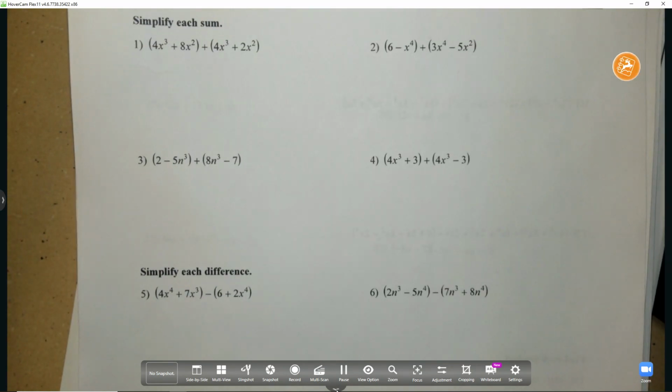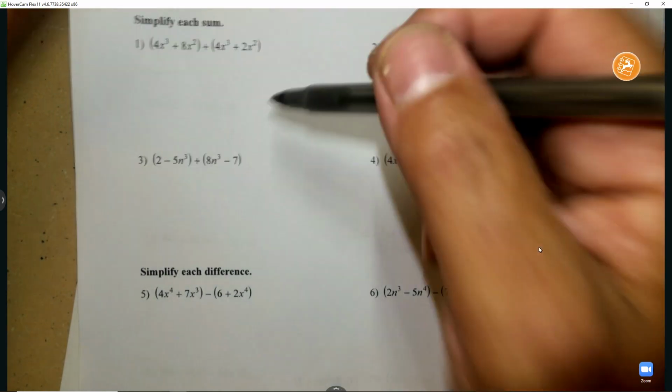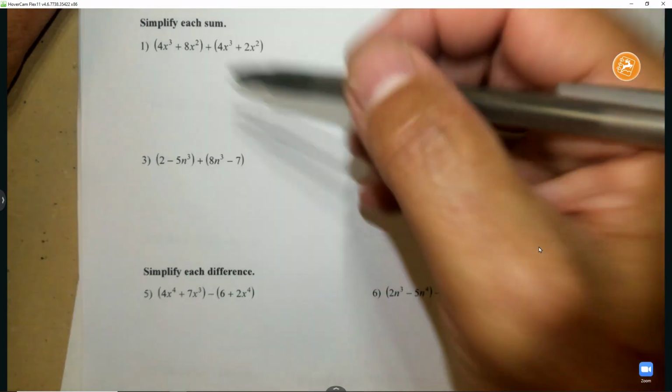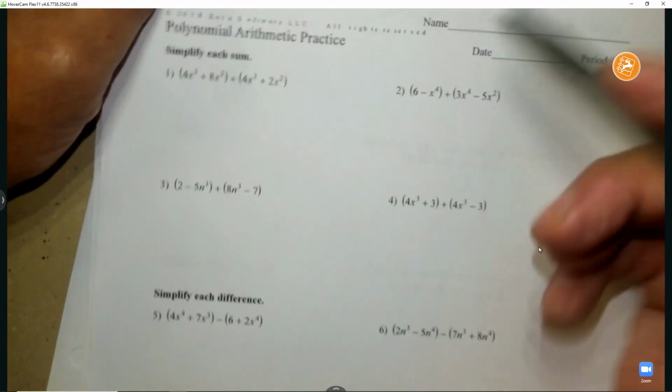Here are your solutions to the homework. So we're just combining like terms. And of course you need to do it first, and then let's see if you did it right.